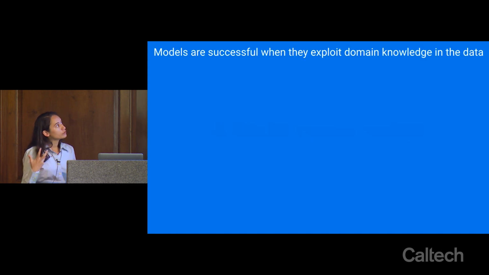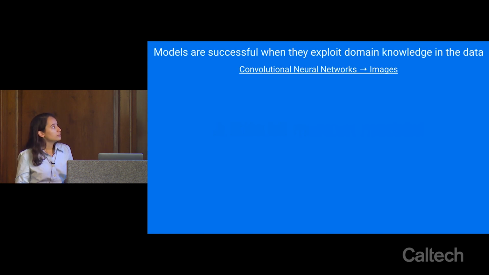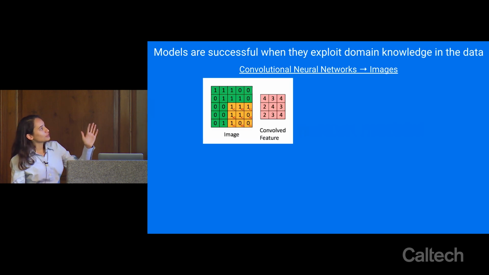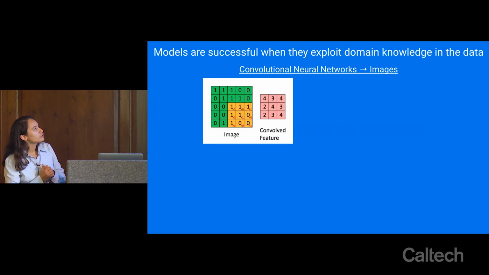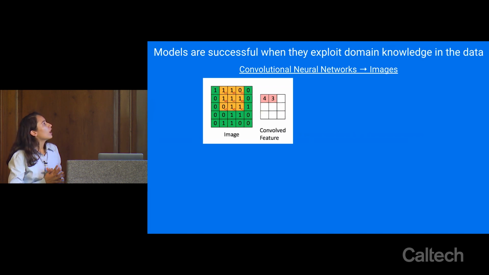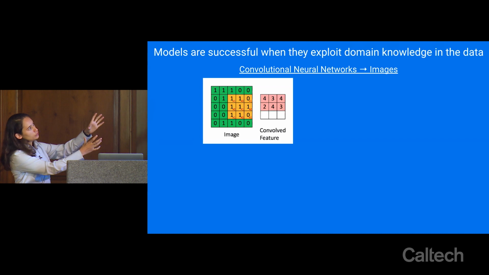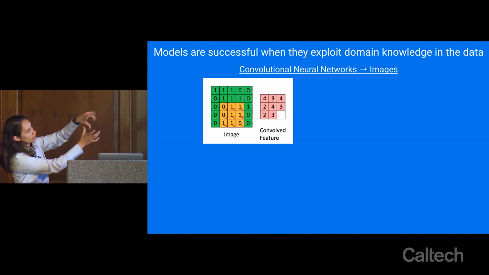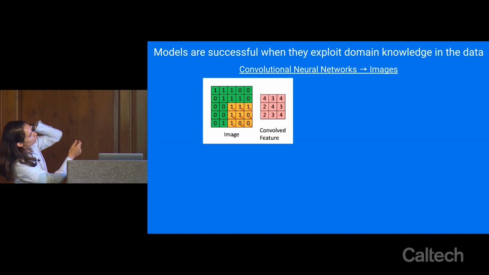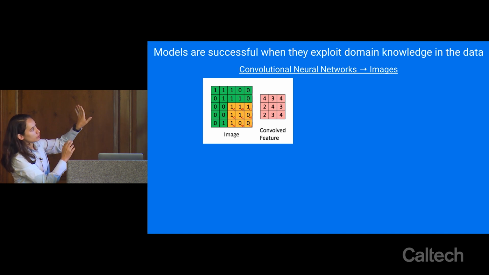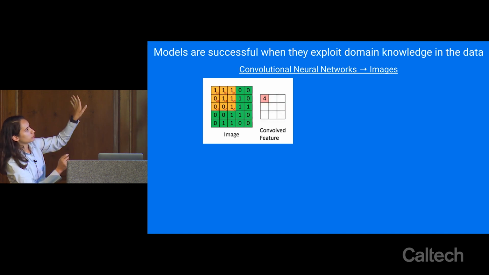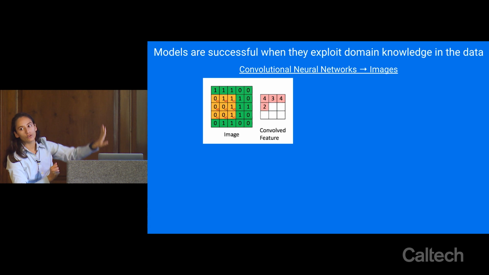Models are very successful when they exploit domain knowledge in the data. An example would be convolutional neural networks, which work on images. This is a GIF and it should play. There we go. For those of you that don't know what a convolution is, basically if you have an image, which is this green underlying array of ones and zeros, you can take a filter, which is the orange, and you can slide it over your data.